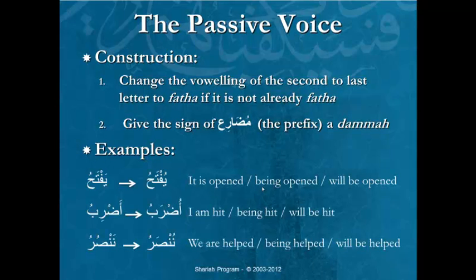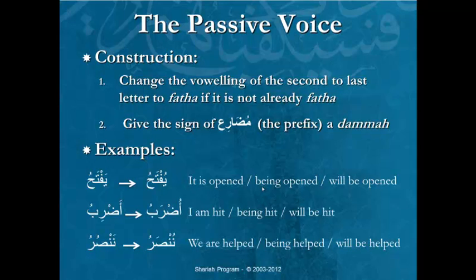Here are some additional examples to really highlight for you. Yaftahu means he opens, he will open, he is opening. Passive is yuftahu. The translation is it is opened, it is being opened, it will be opened. So see, the change is only at the beginning. The second to last letter already had a fatha in yaftahu, so that just carried forward to the passive, and yaf became yuf, and now we have passive.